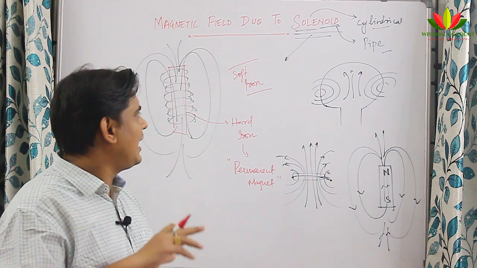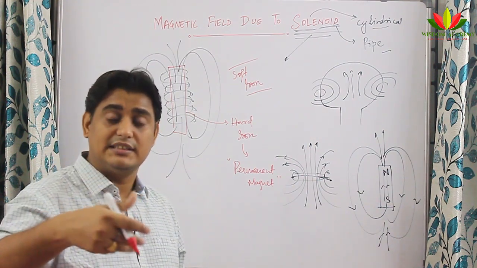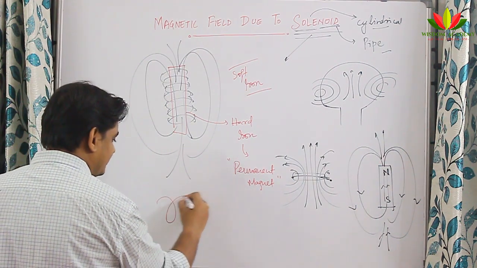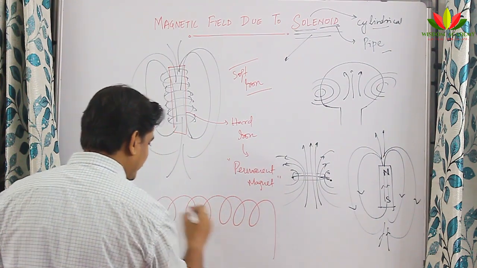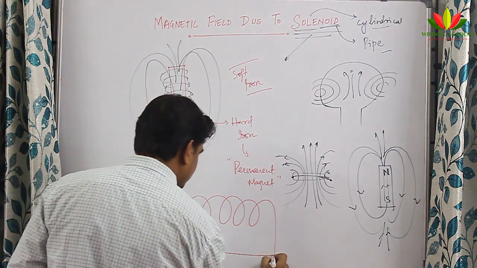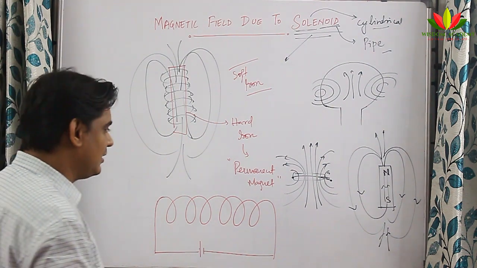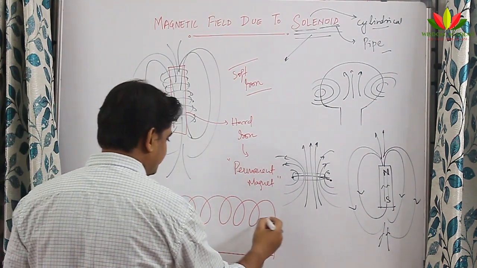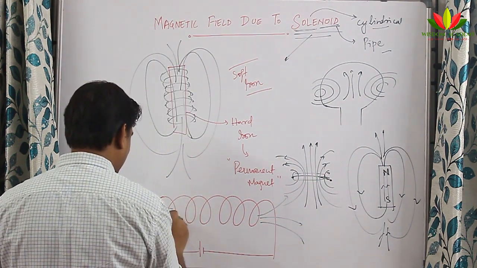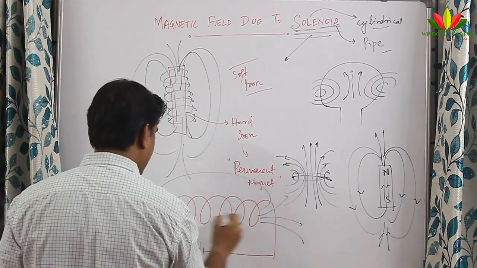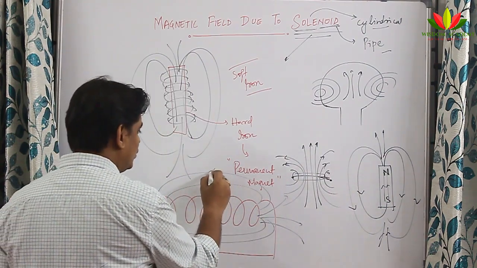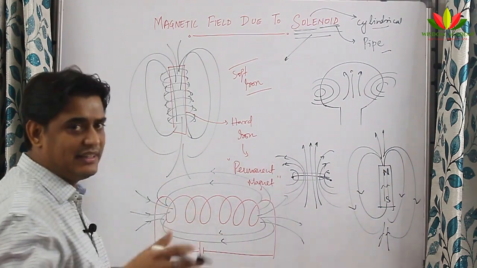Someone is asking that I don't want to increase the strength by increasing the current. Is there any way I can increase the strength of the magnet? Yes, there is a way. Suppose there is a solenoid here. So some current is passing through it. Then what will happen? It starts behaving like a magnet, and some magnetic field lines will come through it. Like this, you have the magnetic lines of forces.